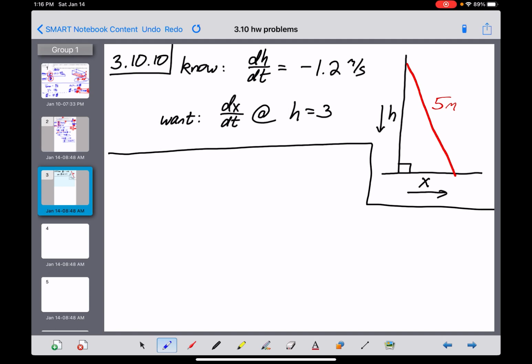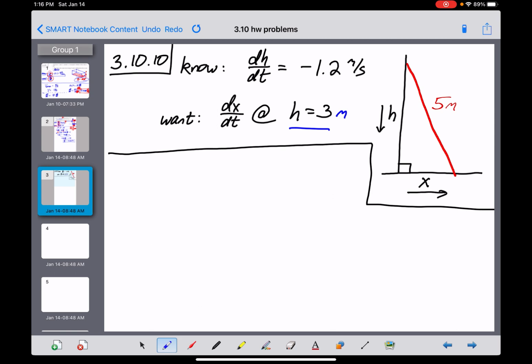Okay, for problem number 10, I went ahead and drew this out right here. They told us that the top of the ladder is sliding down the wall at a rate of 1.2 meters per second. They want us to find the rate at which the base of the ladder is kicking out away from the wall at the moment when h is equal to 3. That should be meters there.